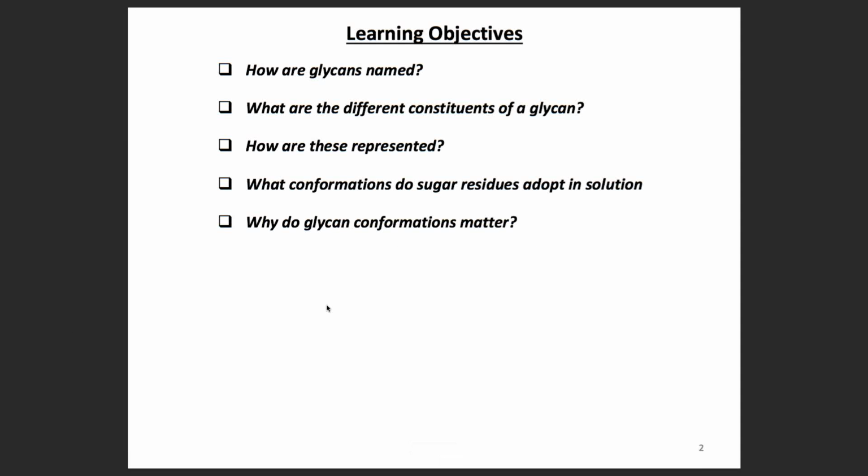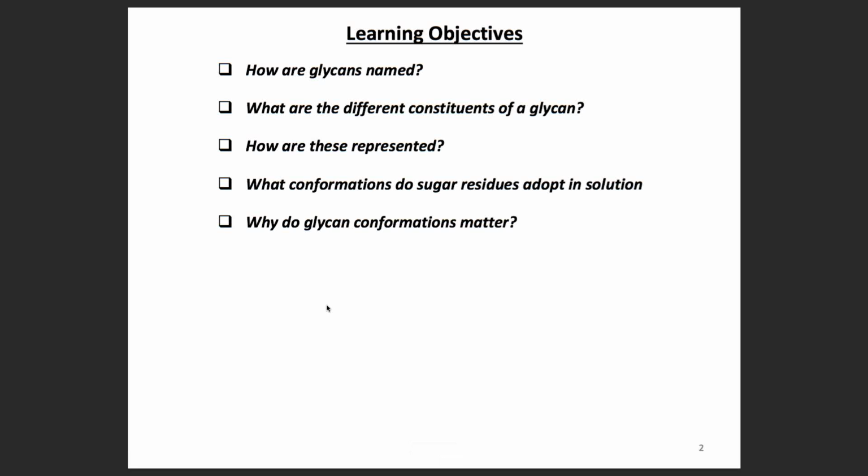Okay. So what are the objectives here? The objectives are to understand how glycans are named. What are the different constituents of a glycan? There are several different representations, so I think you need to know different representations. At least in the literature, there are 2 different types that are used, and then the symbols and the color symbols that I told you a little bit about. Those also you need to know.